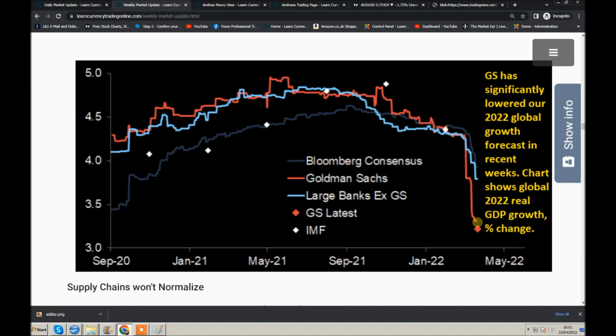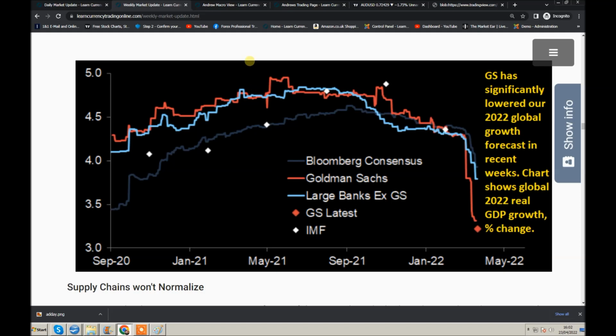Okay, they've marked down their forecast a lot. Okay, they're much more bearish than other large banks and Bloomberg. I think Goldman Sachs are correct. Global growth slowing up, just out and out bearish for commodity currencies. Okay, and I think if we look at the state of the global economy, I think a global recession could be on the cards. I think a lot of people still a little bit too optimistic about the global economy.